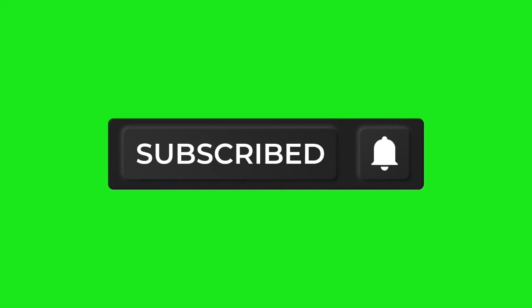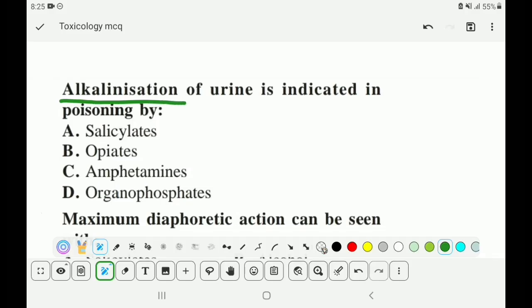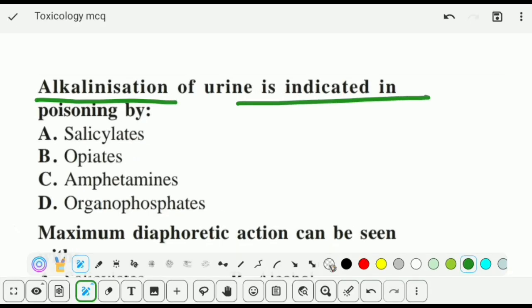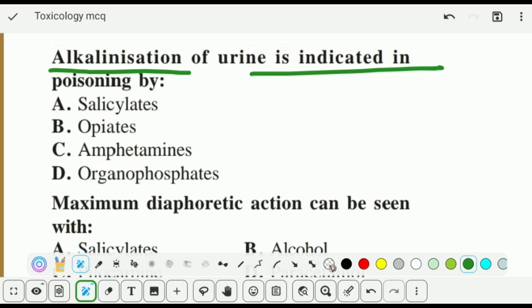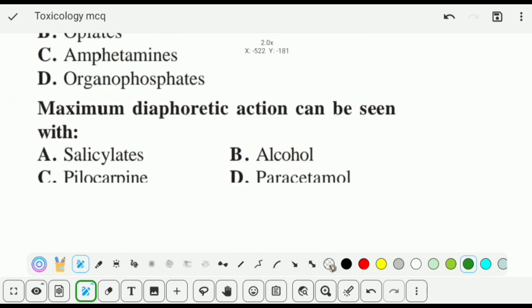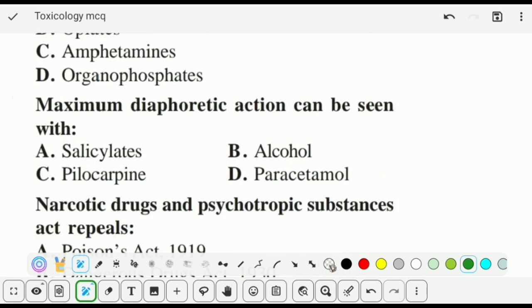We will discuss the questions that are basically concerned with forensic toxicology. So the very first question is, alkalinization of urine is indicated in poisoning by. If you know the answer, then do pause the video and comment down your answers below. For the patient who has serious salicylate poisoning and who does not meet the criteria of hemodialysis, urine alkalinization is considered to be their very first line treatment. So option A is going to be the correct answer.